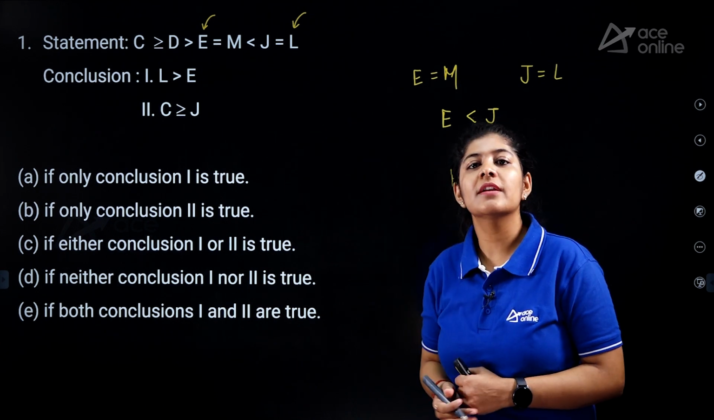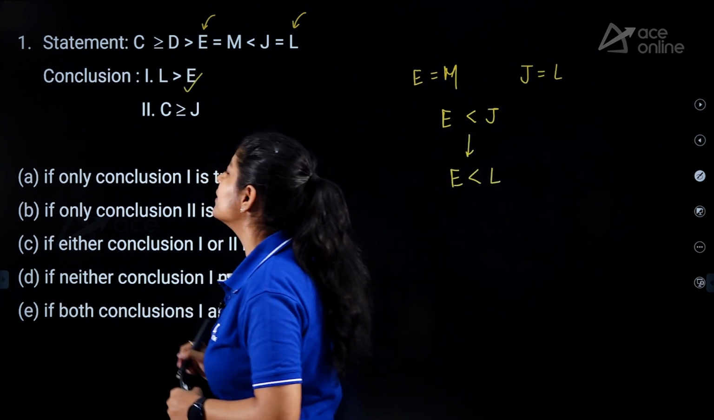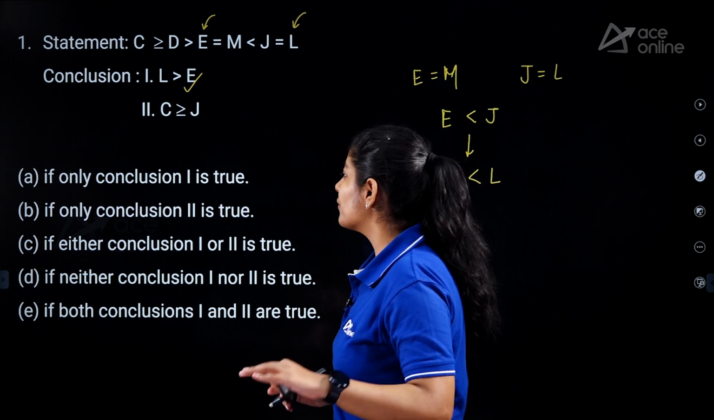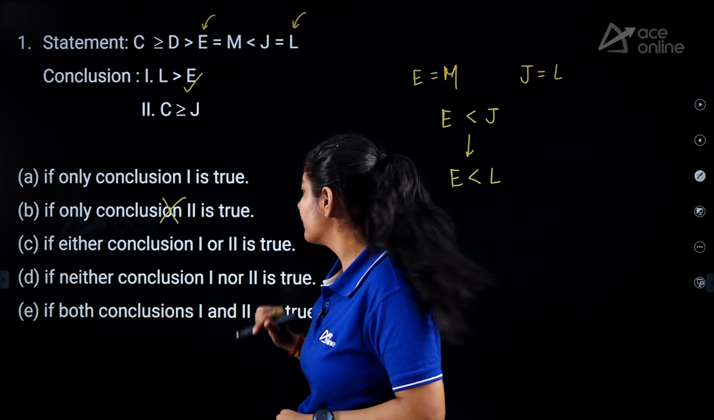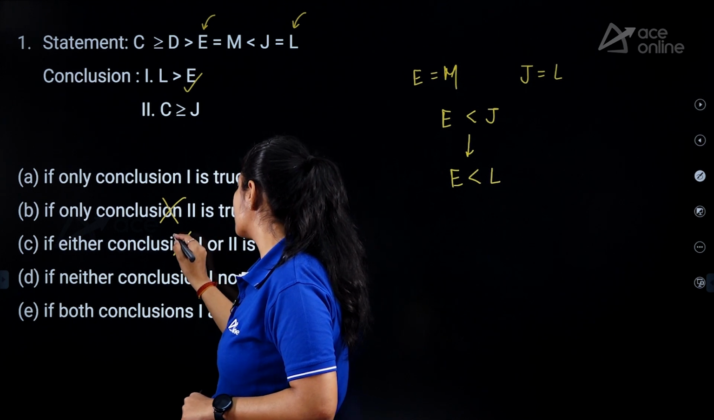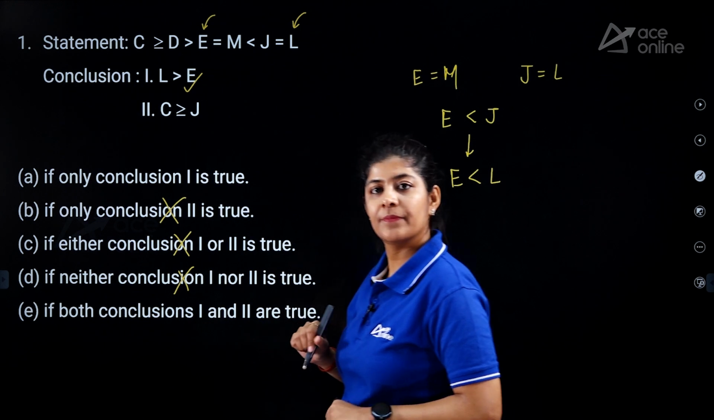And this is what is given in our conclusion number 1. That means your first conclusion is correct. If your first conclusion is correct, your option number B is eliminated, right? Option number C is also eliminated. And option number D is also eliminated, right?